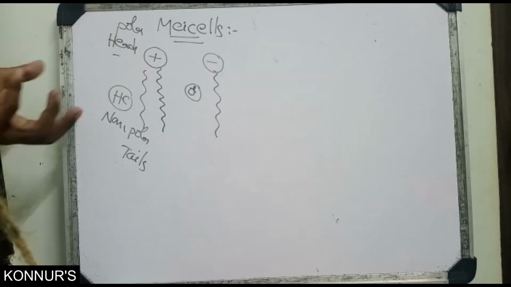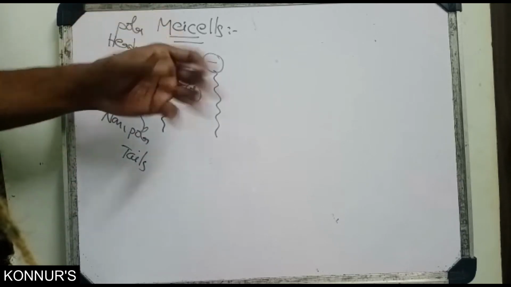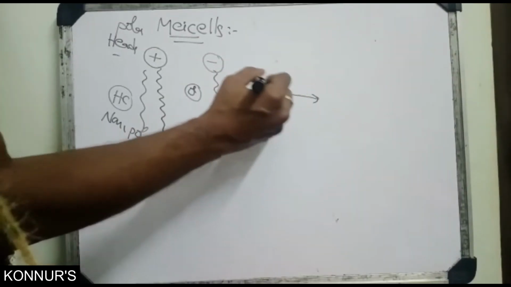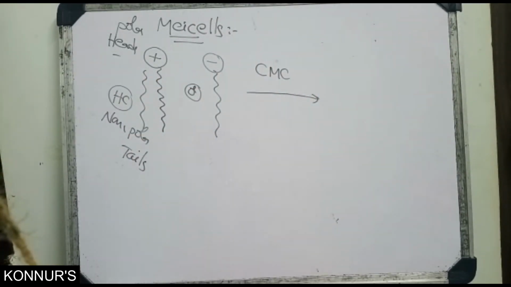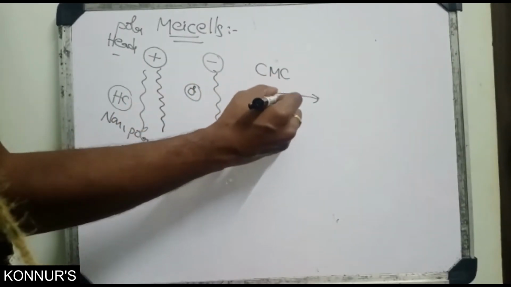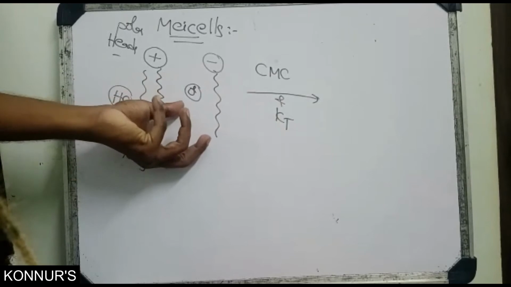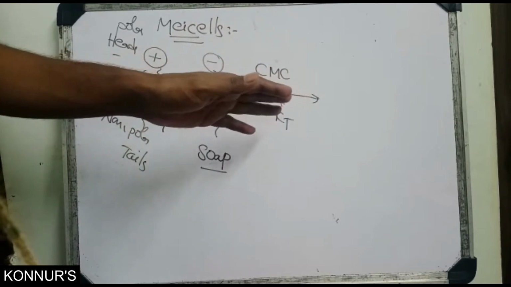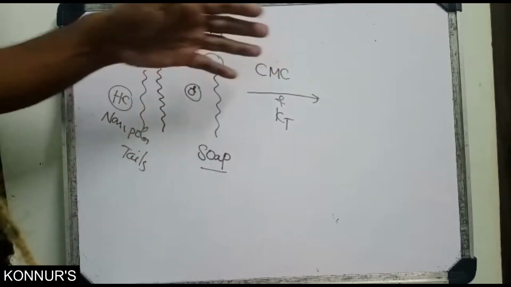See, these are very small particles. At the lowest concentration, you can take it as a pure solution only. But at a particular concentration, it is called the CMC, critical micelle concentration. Next, the Kraft temperature: the temperature at which the soap particles are converted into micelles. Otherwise, the minimum concentration at which the soap particles are converted into micelles.